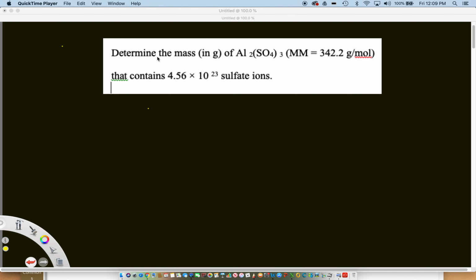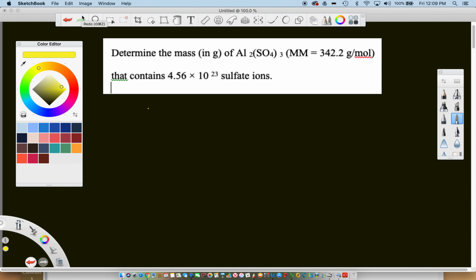Example problem again, putting it all together. Determine the mass in grams of aluminum sulfate. The molar mass of aluminum sulfate is 342.2 grams per mole. That contains 4.56 times 10 to the 23rd molecules of sulfate ions.